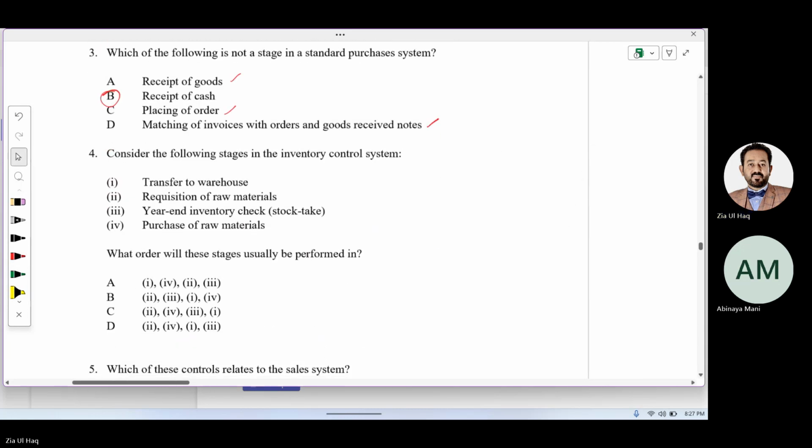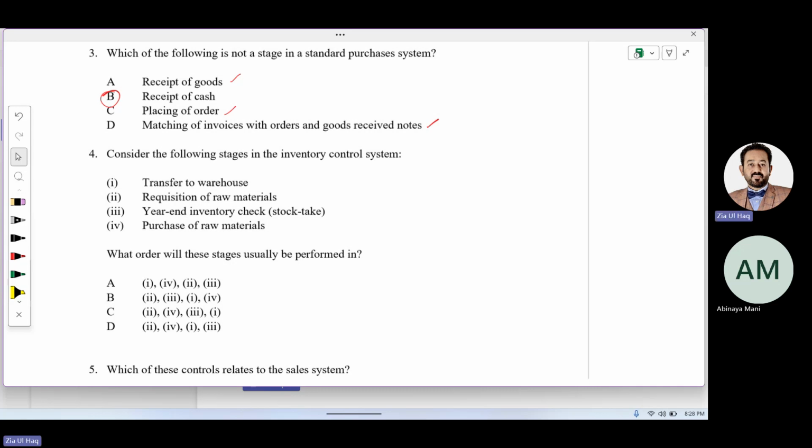Number 4. Consider the following stages in inventory control system. Transfer to warehouse. I mean, after receiving the inventory, we need to transfer to warehouse. Requisition of raw material before placing order. Year-end inventory count. Purchase of raw material. Can you make the order of 1, 2, 3, 4? Which should be first, which should be after that?